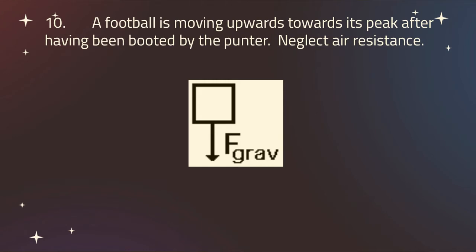Number 10, this is similar to a quiz question that you may have seen, and this will come up on quizzes and tests. So take big notes on this. You have a football that is moving upwards towards its peak, meaning it's already in the air after having been kicked by the punter. Neglect air resistance. So remember that we've said in the past that when something's in the air, you no longer have control over it. You can't continue to apply force to it. So the FBDs, or free body diagrams, depict the forces that are available and happening at that given moment.